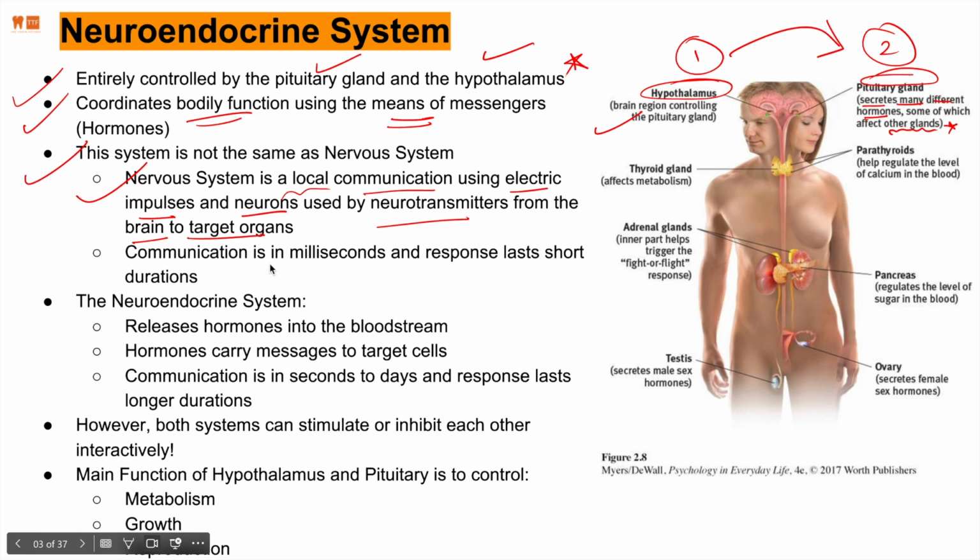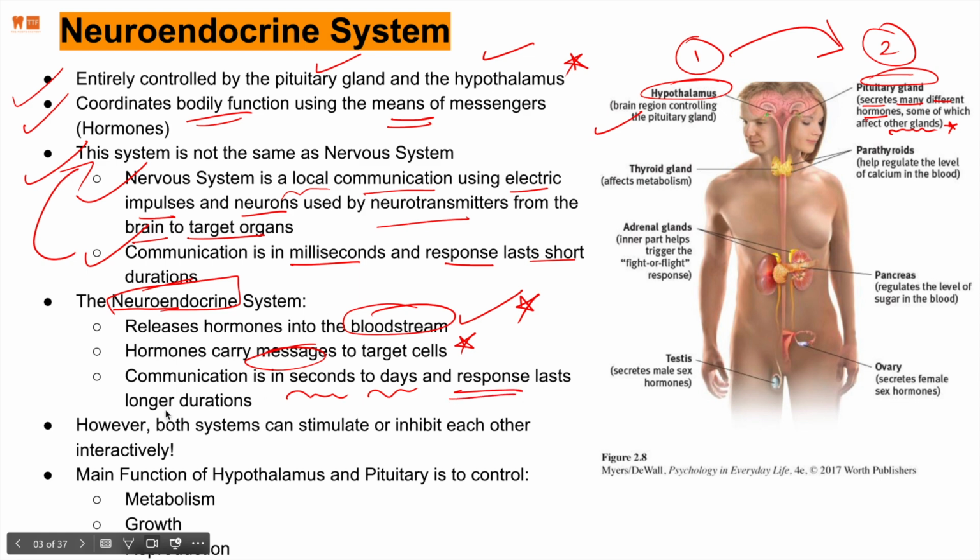Communication happens in milliseconds and responses last short durations; this is only associated with the nervous system. Whereas the neuroendocrine system releases hormones into the bloodstream itself. So number one difference: hormones carry messages. It's not an impulse, it's a message. It's information, guys. Communication is anywhere from seconds to days, and the response can last weeks at a time. So that's the neuroendocrine system. However, both systems can stimulate or inhibit one another, so they're interlinked.